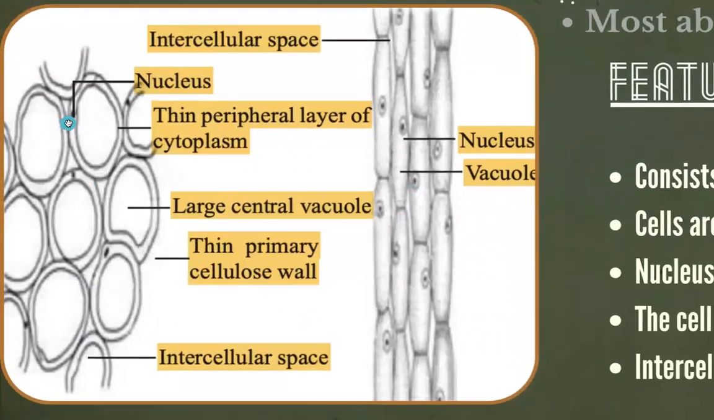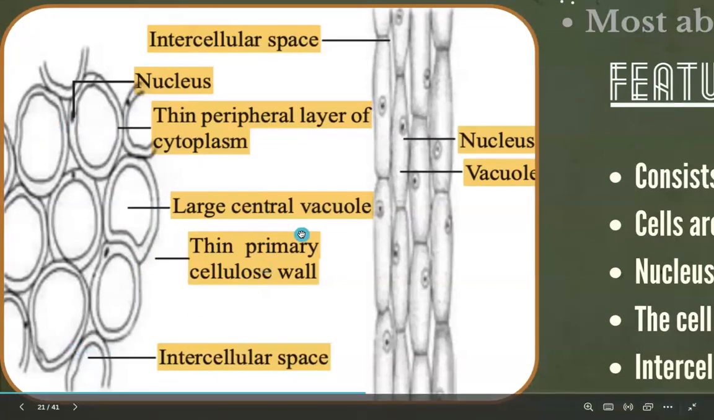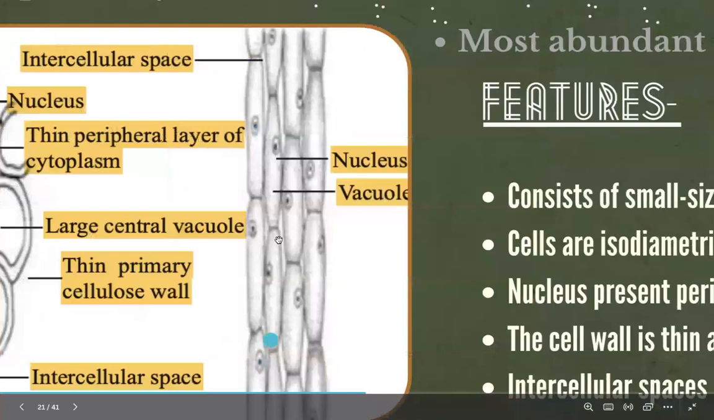This is the nucleus. You know about the function of the nucleus; we have learned it in grade 10, lesson number 6. And the thin peripheral layer of cytoplasm, large central vacuole, the thin primary cell wall, and intercellular spaces. So this is the longitudinal section.